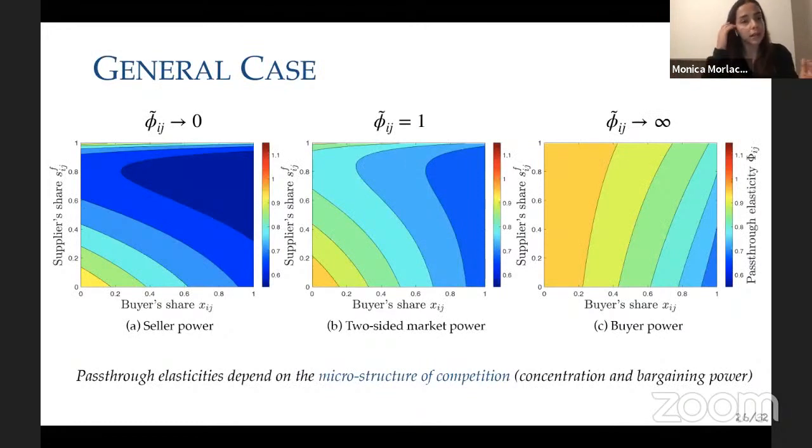When we put all things together, the picture that emerges is richer than what is achieved from standard models. So here what I plot is the pass-through elasticities as a function of buyer share on the x-axis and seller share on the y-axis for 3 different values of the bilateral market power. So in the first case, we're going to have the standard case of bargaining power concentrated on the seller side. In panel C, we're going to have the case of bargaining power concentrated on the buyer side. And in the middle panel, it's the picture where bargaining power is equally distributed among sellers and buyers. Obviously, there is a whole range of levels of bargaining power that we could have here. Just in the interest of space, I reported 3 key cases.